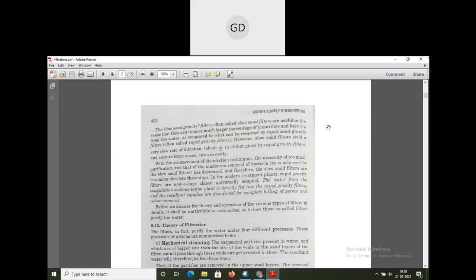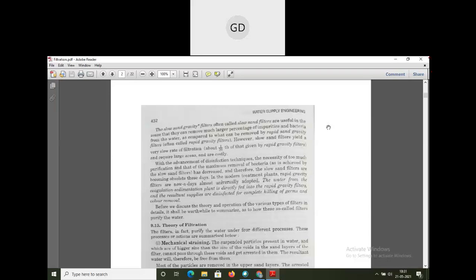In industries or municipal supplies, they are not using slow sand filters. What is the reason? Because these slow sand filters require a very large area for their installation, they give a very slow rate of filtration, and they are also very costly. That's why nowadays in modern treatment plants, rapid gravity filters are adopted universally.